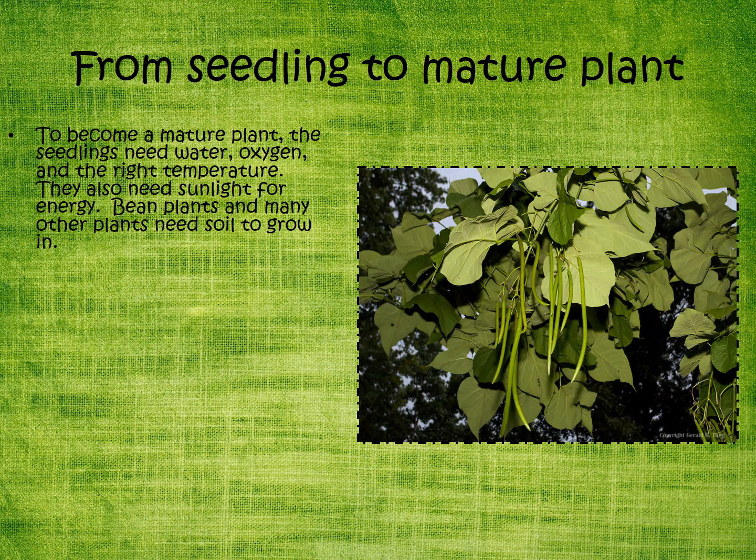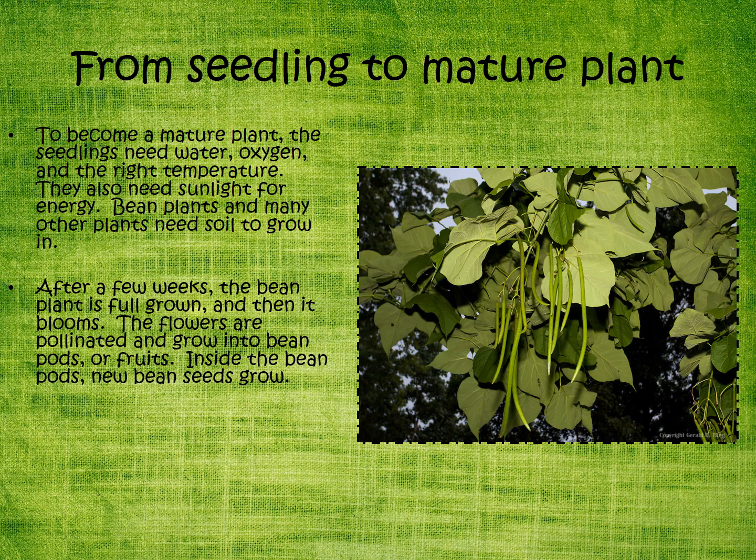Lastly, let's look at how a plant moves from a seedling, a small plant, to a mature plant or a full-grown plant. To become a mature plant, the seedlings need water, oxygen, and the right temperature. They also need sunlight for energy. Bean plants and many other plants need soil to grow in.